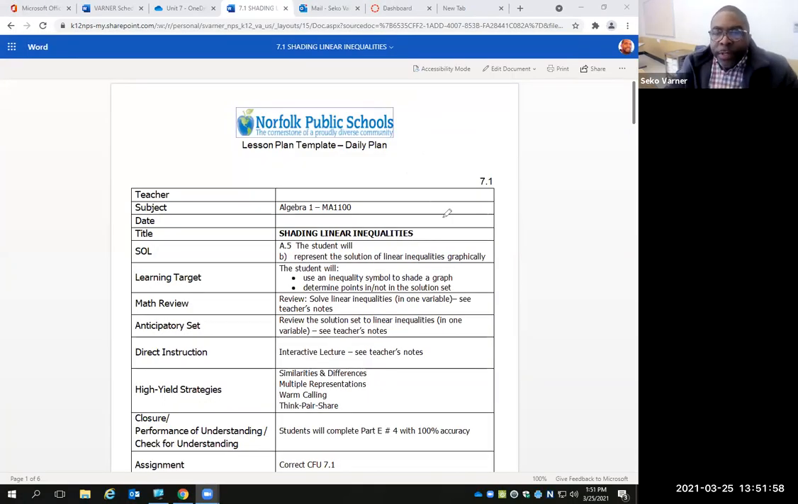So what we're going to work on now, and what we just started working on with a reminder, is shading linear inequalities. That's what we're going to be doing. So say to yourself, shading linear inequalities. Say it 3 times. It's hard to say, but that's what we're going to be doing. Shading linear inequalities.